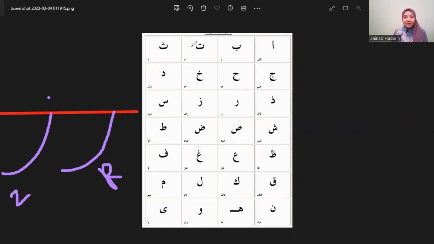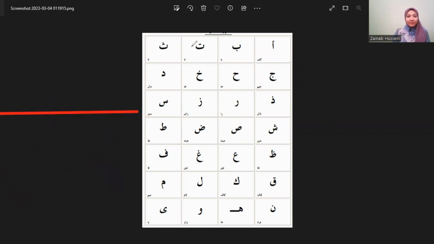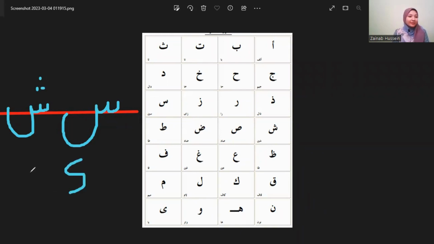What else? Sin, which is like two teeth, okay, with a half circle. And another one, this one is sheen. So sin, sheen. Okay, sin and sheen.